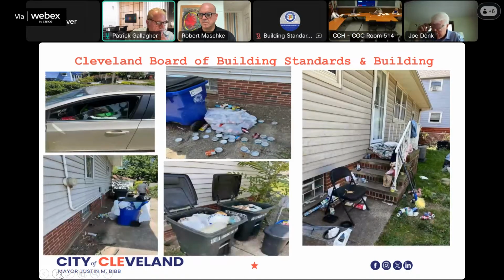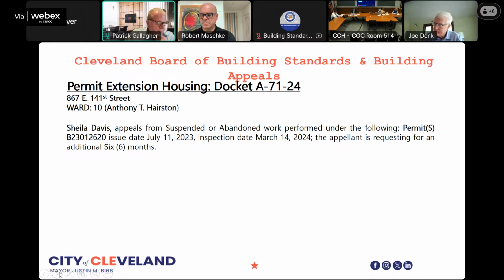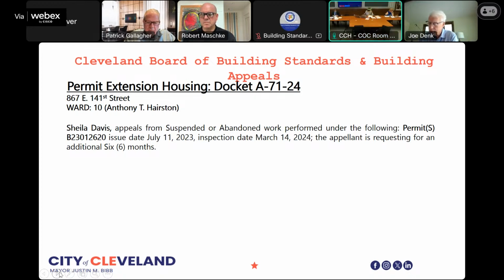Next docket is a permit extension on housing, docket A 71-24, 867 East 141st Street. Application and fees are in order. This is the permit extension request for permit number B 230-12620, issued on July 11th of 2023. Inspection date was on March 14th of 2024. The applicant is requesting an additional year under that permit number. Present for today's hearing: Chief Building Official Tom Vanover, Dan Jacobson, Law.